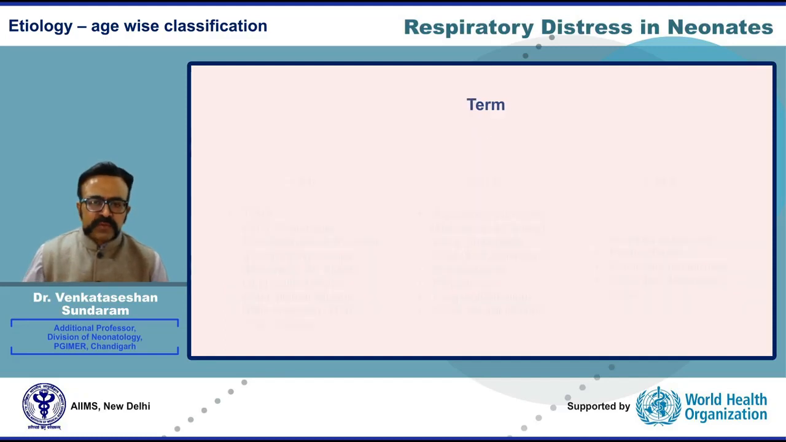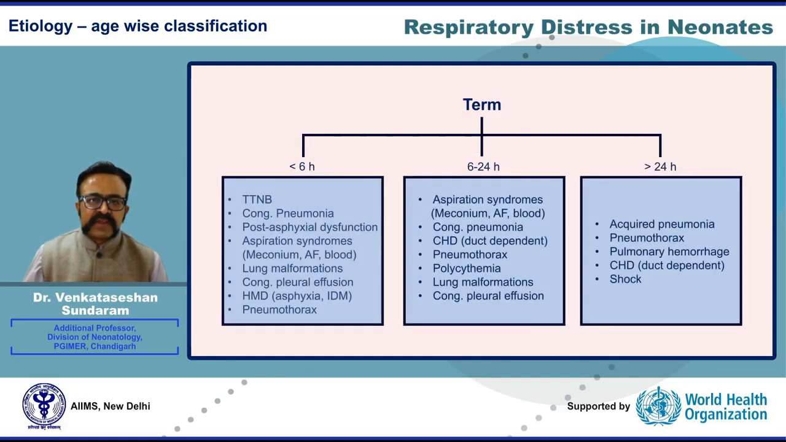Now coming to the term newborns, other than transient tachypnea of newborn, aspiration syndromes figure as an important etiology for distress with onset usually in the first 24 hours of life. Aspiration syndromes include meconium, blood, and amniotic fluid aspiration syndrome, the former two being more severe in manifestation. Rest all remains almost similar as in preterm neonates.